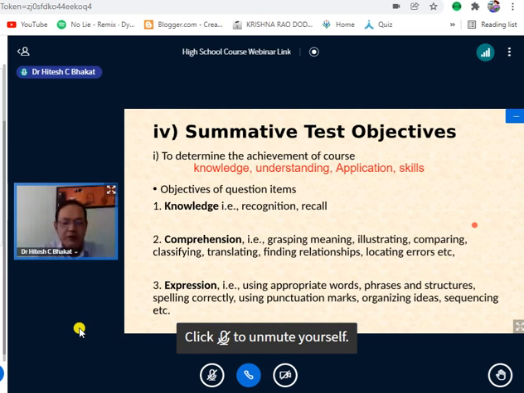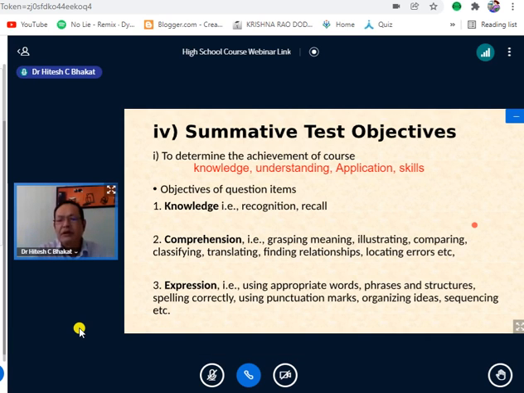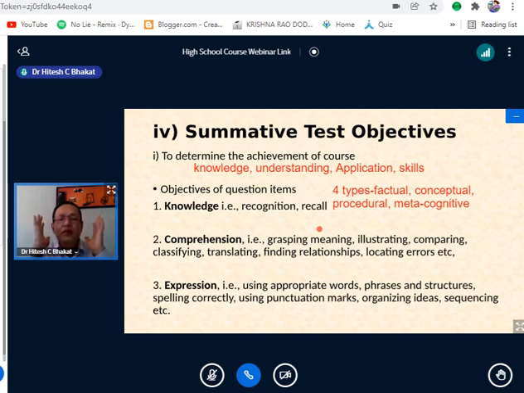And then you can have conceptual knowledge. I will come to that later. And then we say procedural knowledge. First, factual knowledge, conceptual, procedural, and metacognitive. So these are the four aspects of knowledge. When you talk about knowledge, there are four aspects.